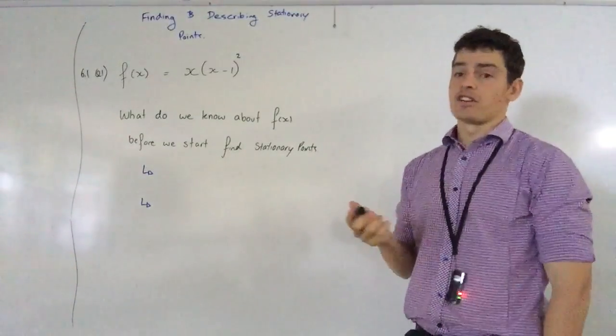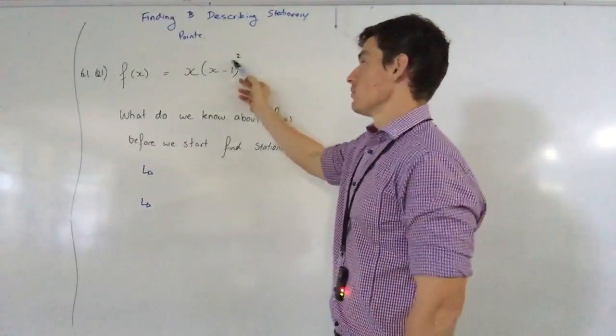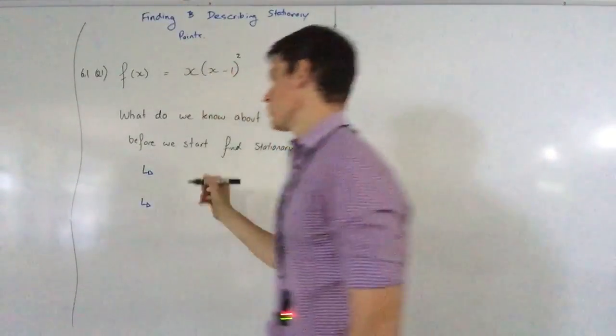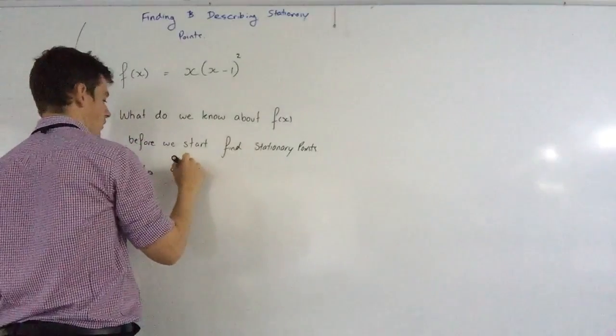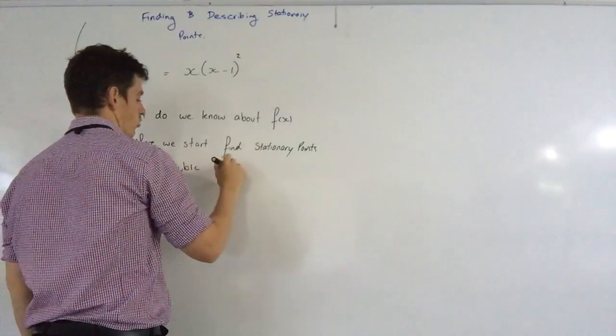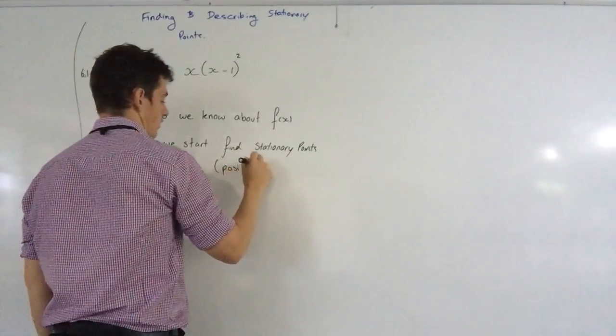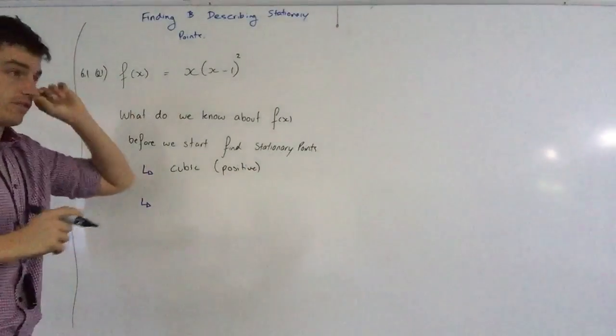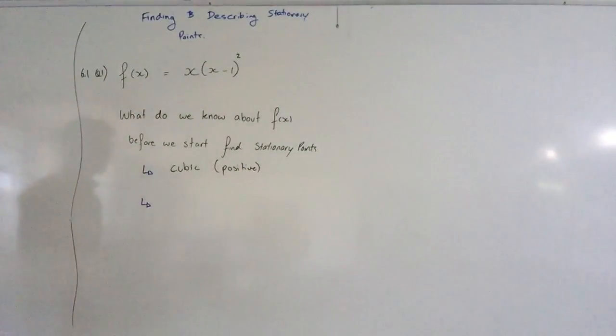Looking at that function straight up, I can see that it's going to be x squared times x, which means we're dealing with a cubic, and it's going to be a positive cubic as none of those values there are negative. So none of the x values at the front are negative, so we've got a positive cubic applying here.